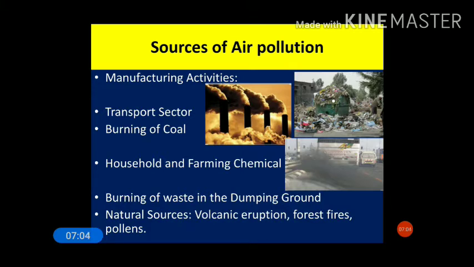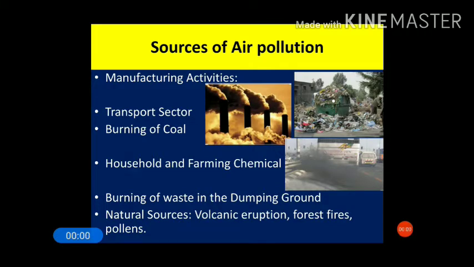So coal is extensively used as a source of energy in coal-based thermal power plants. As I already told you, it is used in thermal power plants to generate energy, as well as in railways and domestic fuels. So these are the sources from where the air pollutant is generated.